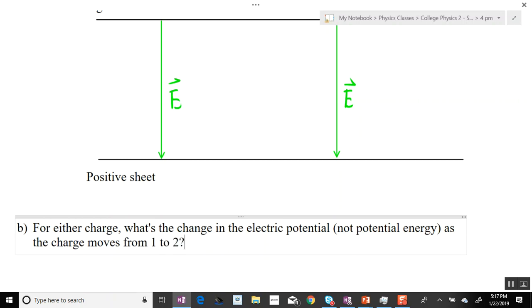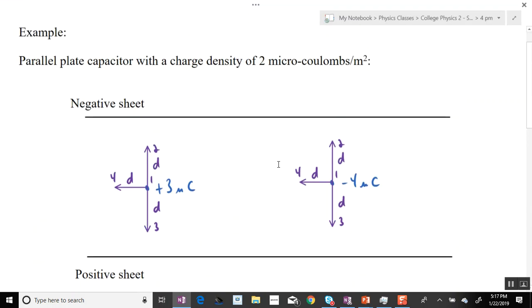The reason why it's either charge is because the change in electric potential does not depend on the charge. It only depends on the field and how you move in the field, which way you're moving and how far you move. So, from 1 to 2, does anyone remember before the break how it goes for electric potential?